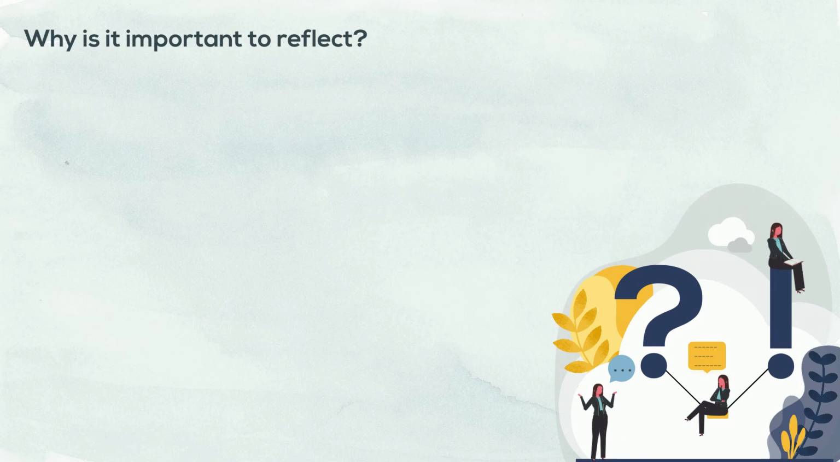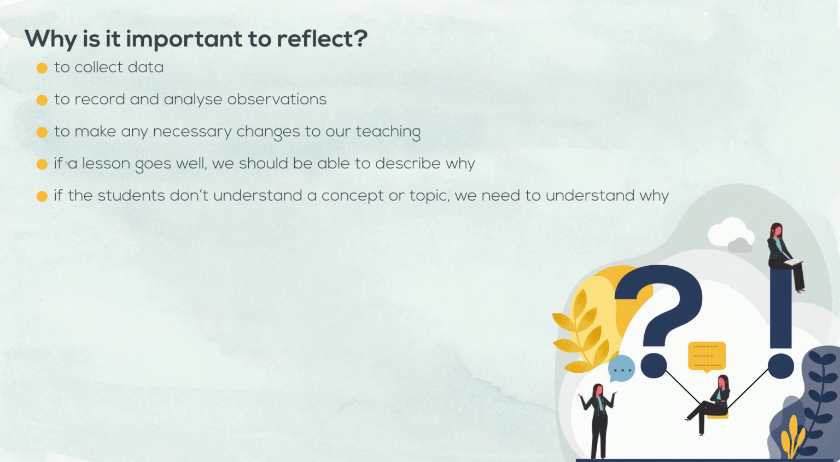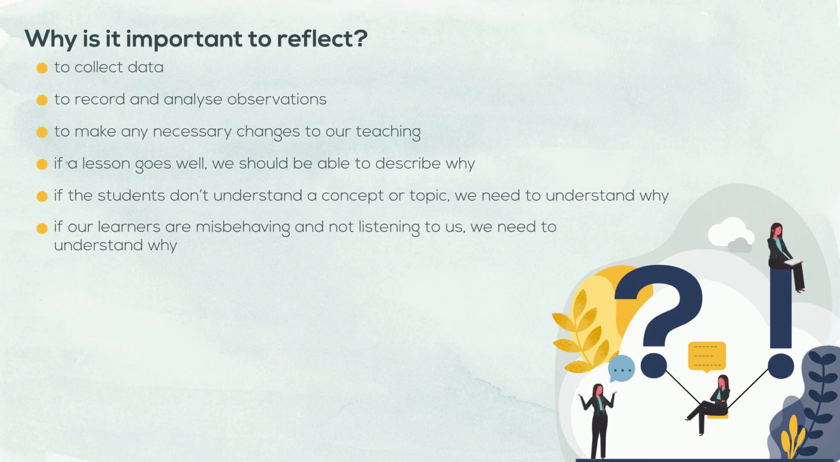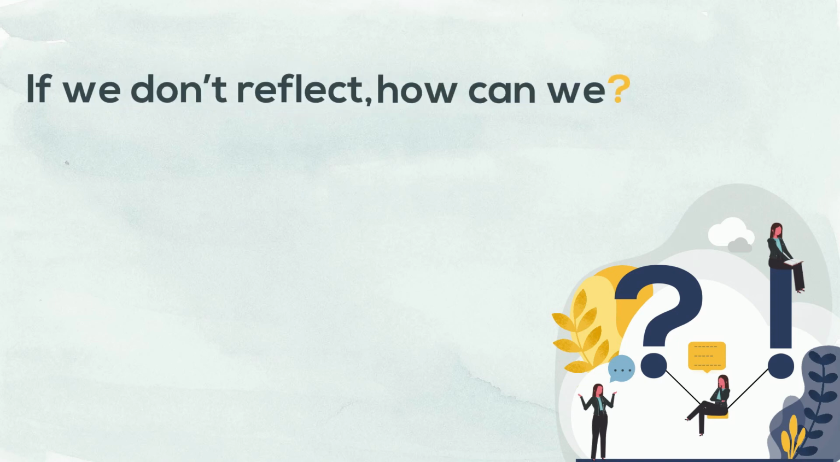If we spend more time reflecting and making observations, we will be able to collect data, record and analyze these observations, and make any necessary changes to our teaching plan based on what we've noticed in class and in our students' classwork. Thus, if a lesson goes well, we should be able to describe to ourselves why. If the students don't understand a concept or topic, we also need to understand why. And if our learners are misbehaving and not listening to us, once again we need to understand why. But if we don't reflect, how can we?